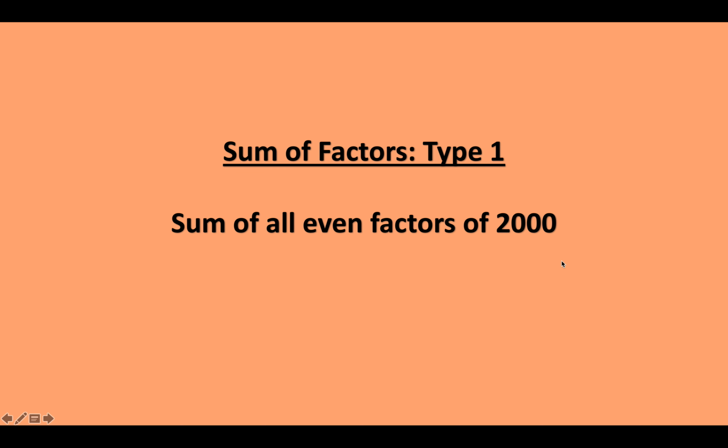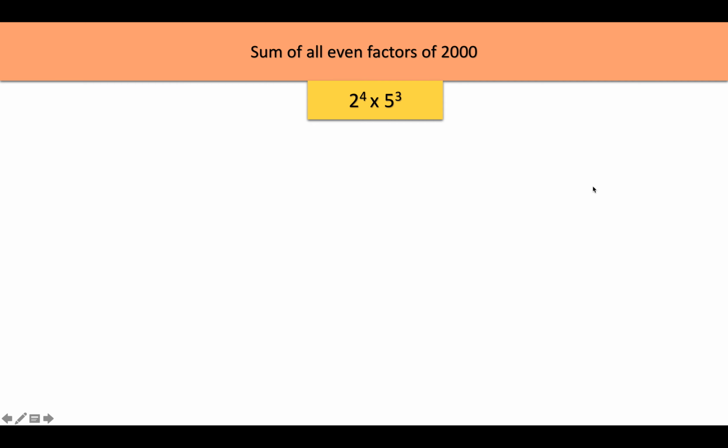Sum of factors. This is question type 1 for sum of factors. Sum of all even factors of 2000. This is going to be very similar to what we did for the number of all even factors of 2000, right? So first of all, we'll write the prime factorization. So how did we calculate the number of even factors? We calculated what are the options that 2's exponent has, right? We see that the exponent of 2 is greater or equal to 1 first of all. For all even factors, the exponent of 2 has to be greater or equal to 1.